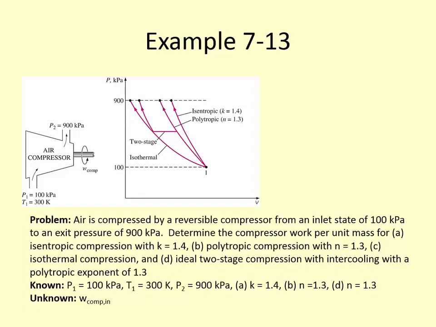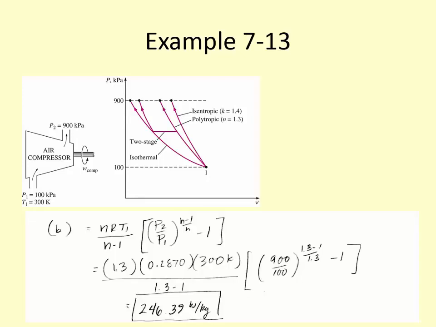Part B, we now use the polytropic equation. So the work of a compressor in is equal to nRT1 over n minus 1, times P2 over P1 to the (n minus 1) over n, minus 1. And in this case, n is equal to 1.3. So if we put in all the numbers for that, it's the same as this equation here, except we have 1.3 instead of 1.4. We get the work of the compressor in is 246.39 kilojoules per kilogram.